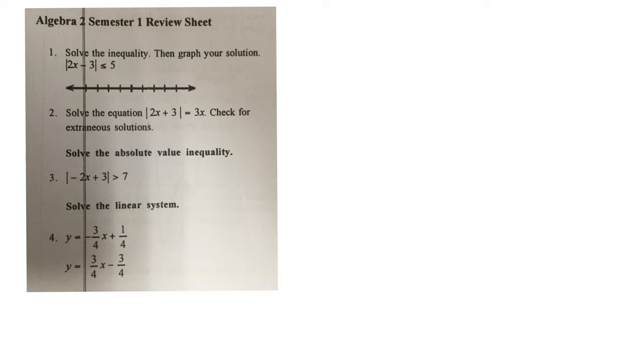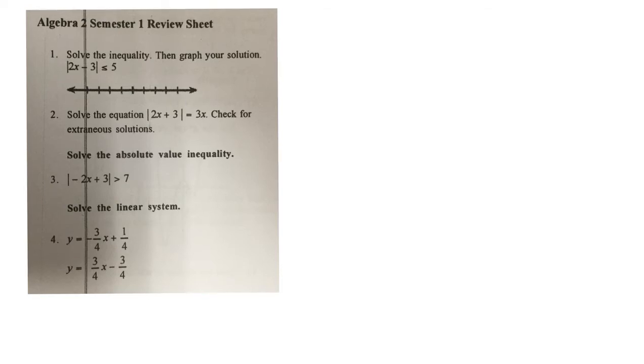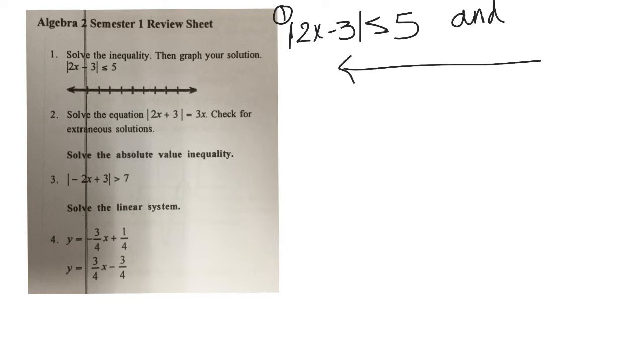So we have the absolute value of 2x minus 3 is less than or equal to 5. So less than is an and statement. Anything less than 5, so we have to be between or equal to 5 and negative 5. So all these numbers are less than 5 away from 0. So that's why this is the and statement.